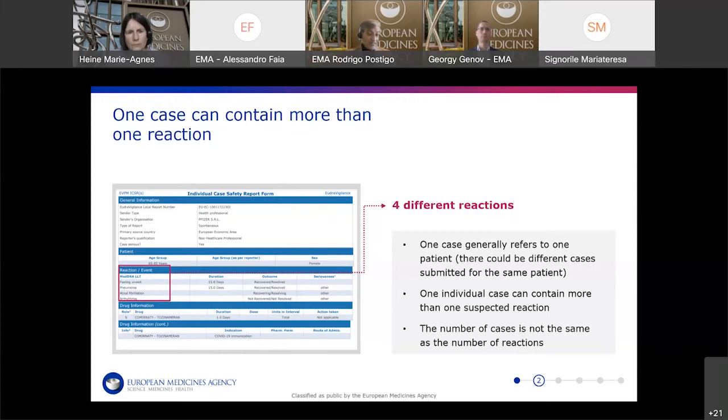But that patient after the vaccination may have experienced more than one suspected adverse drug reaction. Everything would be included in one report, but one individual case can contain more than one suspected reaction. In the example you have a female patient that received Comirnaty and experienced feeling unwell, pneumonia, atrial fibrillation, and arrhythmia. So the number of cases is never the same as the number of reactions, and this has created a lot of confusion in some of the publications that we have seen.